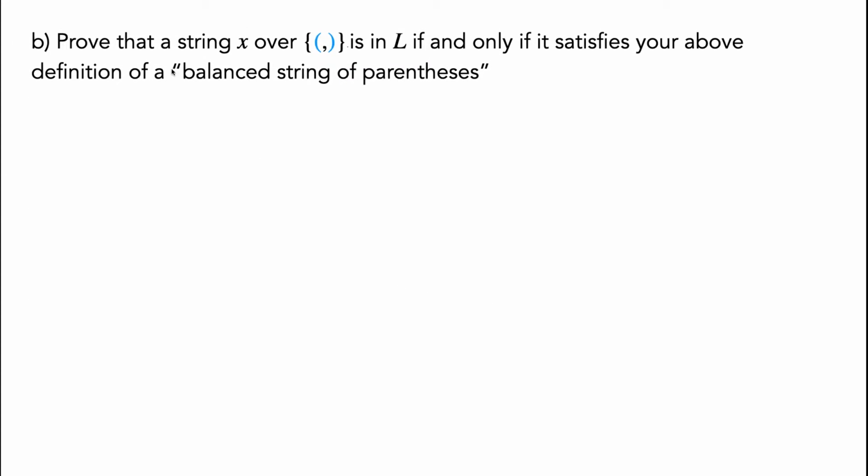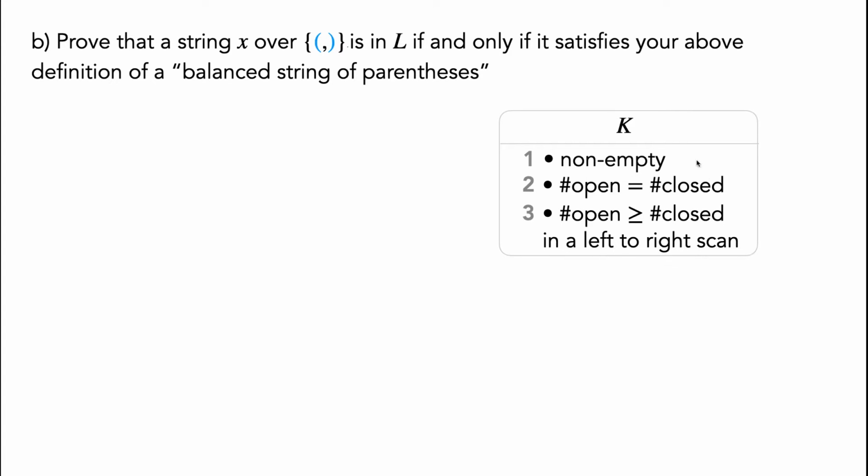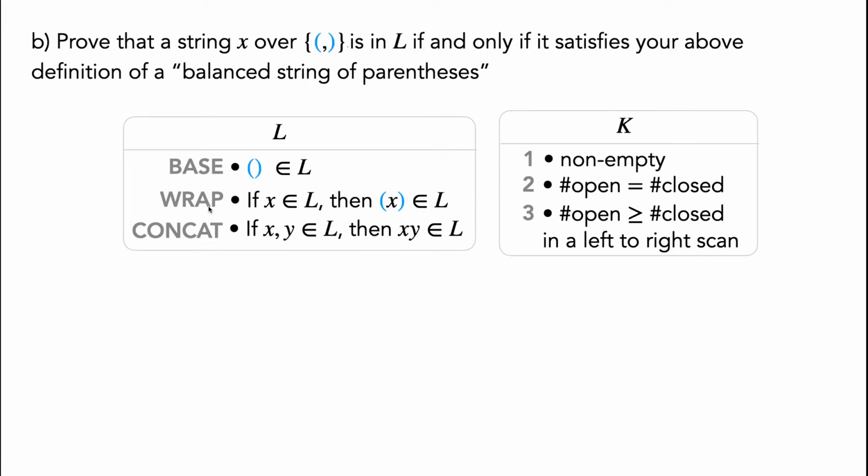So for part B, we want to prove that a string X over this alphabet is in L if and only if it's in the new language K that we defined. So the language K we just defined is this, the language L was recursively defined as this, and we want to show that L and K are equal.